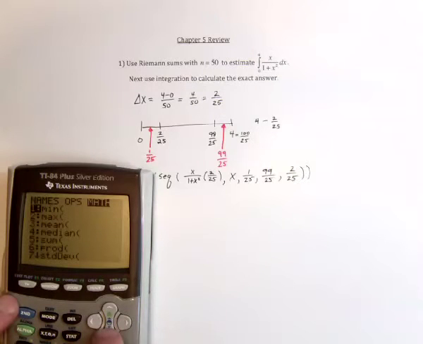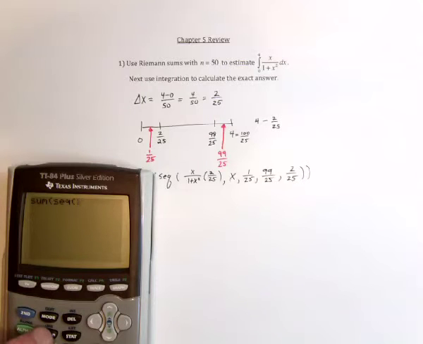So to list, math, sum, list, operations, sequence, and then let's see, I got to be a little bit careful. X divided by parentheses 1 plus x squared gets multiplied with 2 divided by 25, with x going from 1/25th to 99/25ths in increments of 2/25ths.